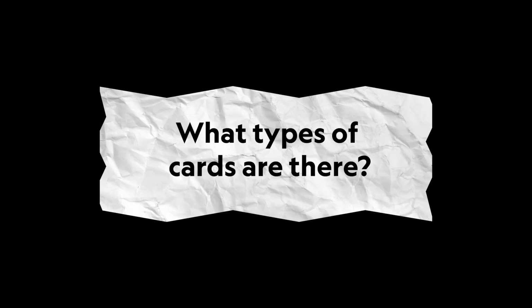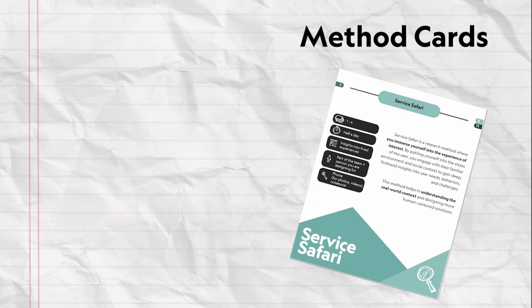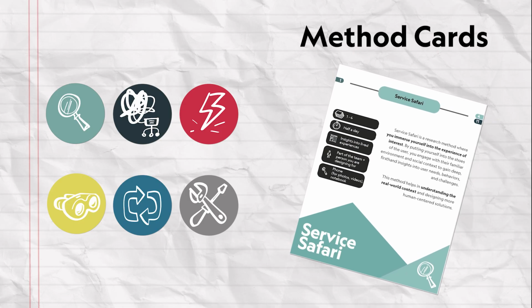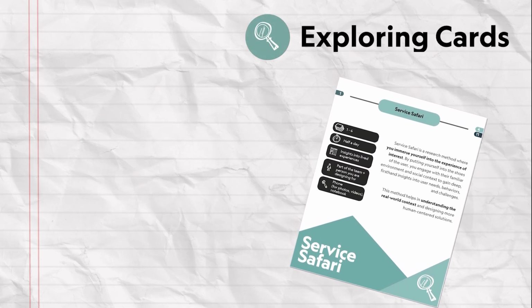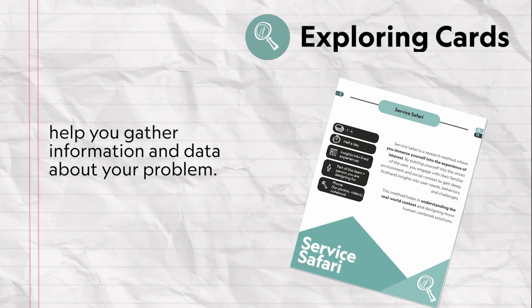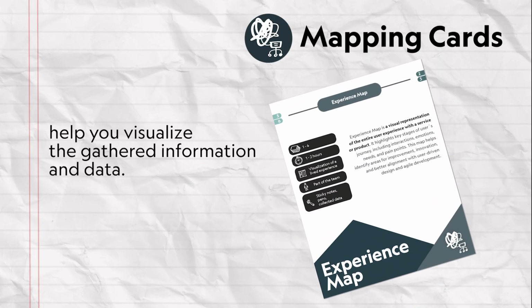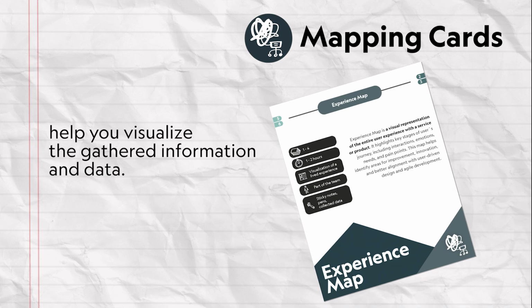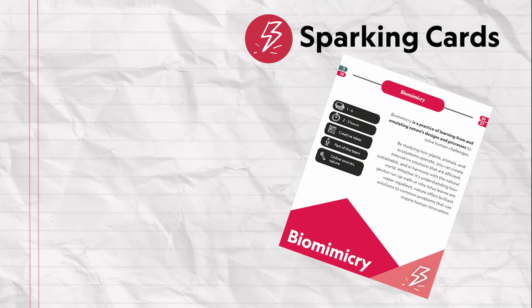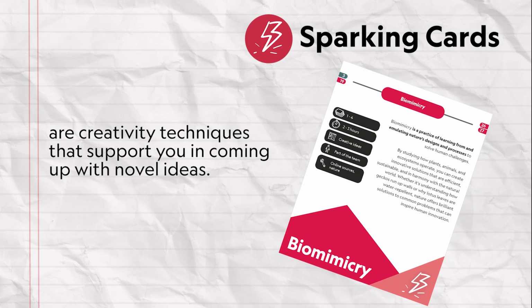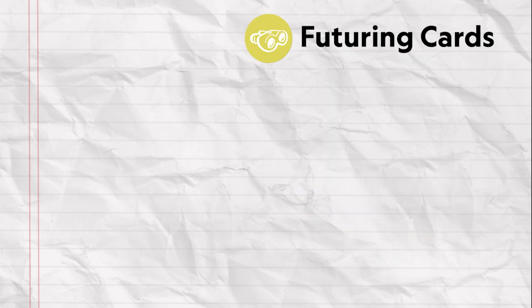What types of cards are there? Great question. We distinguish 2 types of cards: method cards and statement cards. There are 6 types of method cards in the set. Firstly, exploring cards. These cards help you to gather information about your problem. Mapping cards help you visualize the collected information and make sense of the problem's complexity. Sparking cards are creativity techniques that support you in coming up with novel ideas for the problem you are facing.